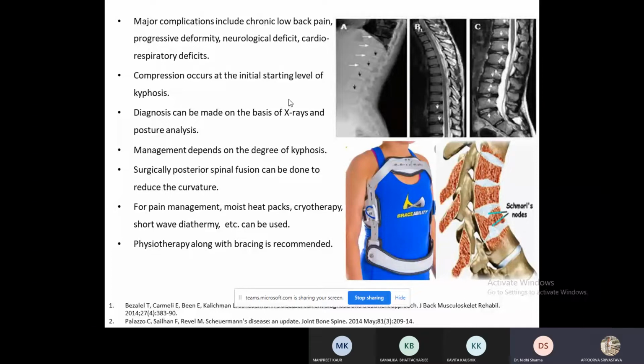Surgical posterior spinal fusion can be done to reduce the curvature in extreme cases. For pain management, heat packs, cryotherapy, shortwave diathermy, etc. are useful, and physiotherapy along with braces is recommended. Ma'am, this is the TLSO brace, which is recommended for such patients. In an article, it was written that apart from other braces, the TLSO brace is the most frequent and most appropriate for this disease. These are the Scheuermann's nodes present over the juvenile kyphotic site.